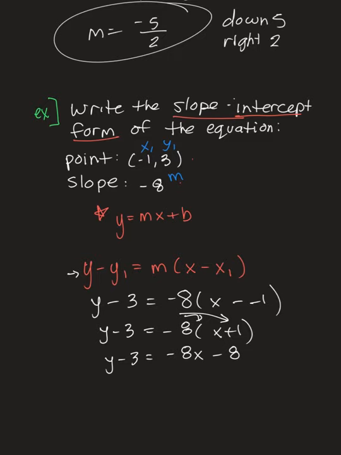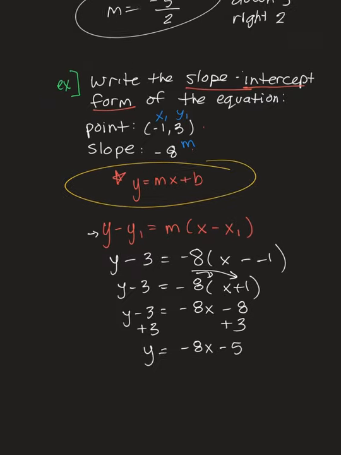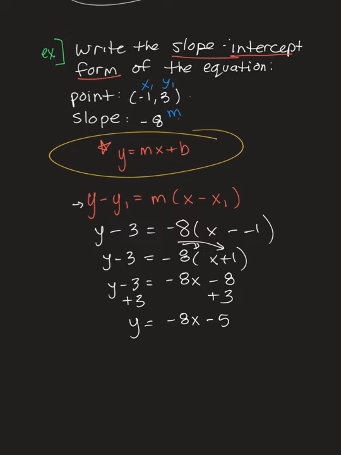And remember that our goal is to get the y equals mx plus b form. So I need to isolate this y here. So I'm going to add 3 to both sides. So now I get y equals -8x and then -5. So we got it into our y equals mx plus b form.